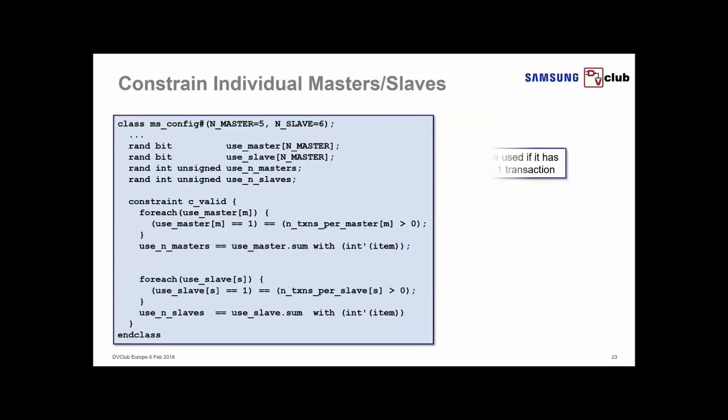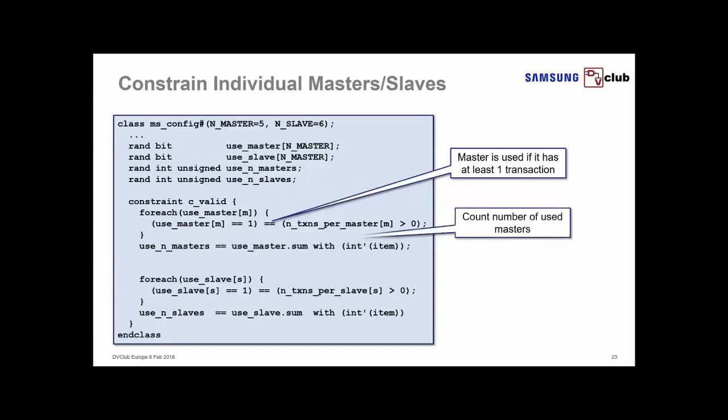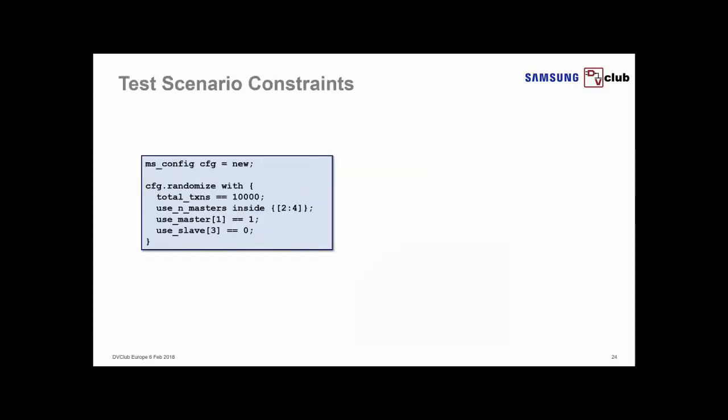And if I wanted to constrain, use or not use some of the individual masters or slaves, we can do what's shown in this example, right? So a master is used if it has at least one transaction. So what I can do is sum up the number of transactions, or if the number of transactions per master is greater than 0, then I indicate that I'm using that master. And if I want to use a particular number of masters, well, I just have to sum up the number of used masters, again, using our old friend, the sum method. And ditto for the slaves. It's the same code, just different dimensions.